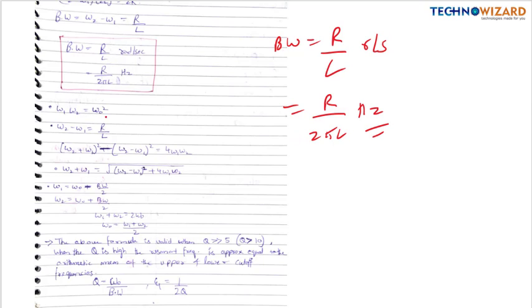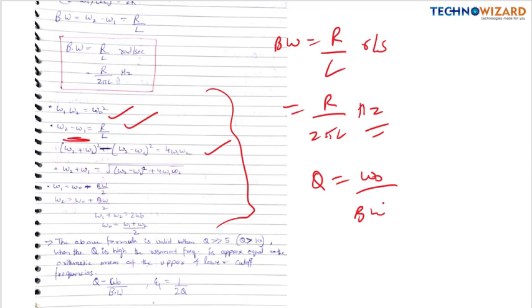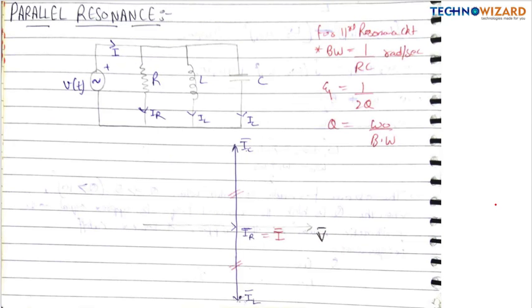Omega 1 times omega 2 is equal to omega naught square. Omega 2 minus omega 1, that is the bandwidth. It is the range of frequency: upper cutoff frequency minus lower cutoff frequency is the bandwidth, which is equal to R upon L. Or you can say (omega 2 plus omega 1) whole square minus (omega 2 minus omega 1) whole square is equal to 4 omega 1 omega 2. These are some formulas based upon this. Quality factor is also equal to resonant frequency upon bandwidth. This formula is also valid, and the damping factor is equal to 1 upon twice the quality factor. Okay, so these are some formulas based upon series resonance.